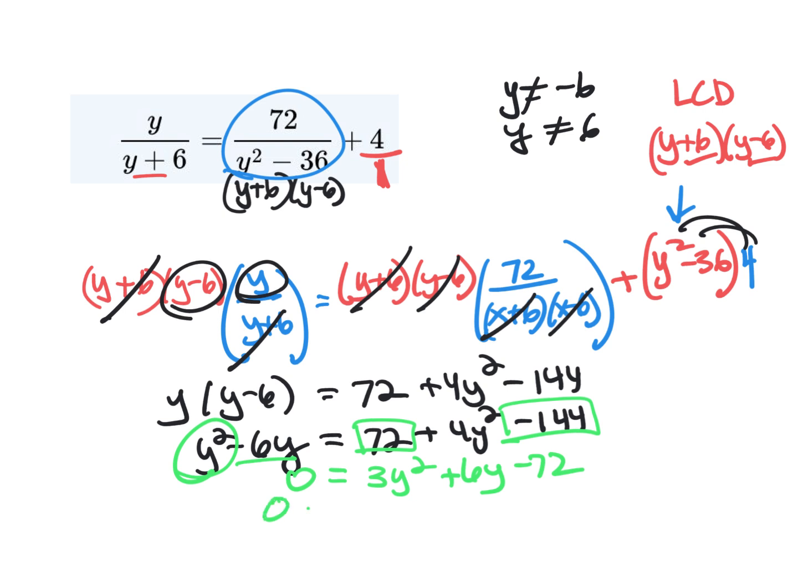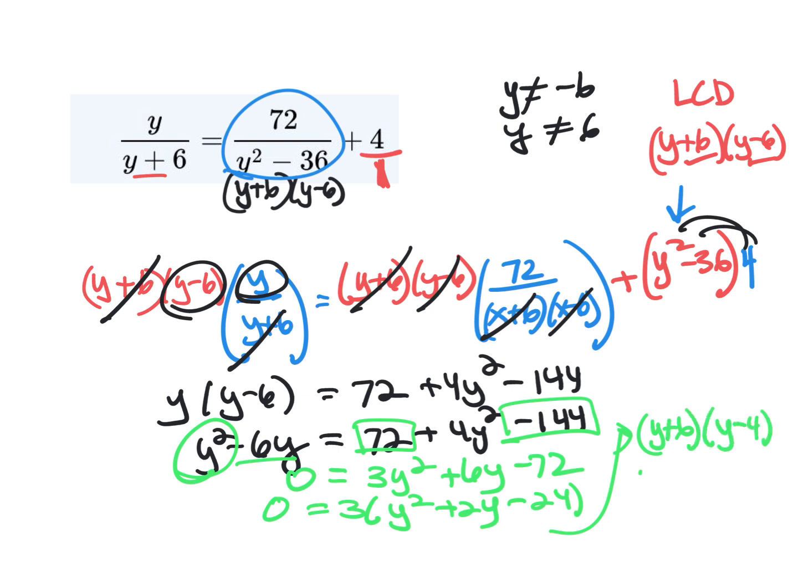And so I can see that I can take out a 3, and so when I take out a 3, I'm now going to factor this into y plus 6 and y minus 4, excuse me, my fault, and that would give me a negative 6 and a positive 4. And I know that I cannot have a negative 6, so my answer is only going to be y equals 4.